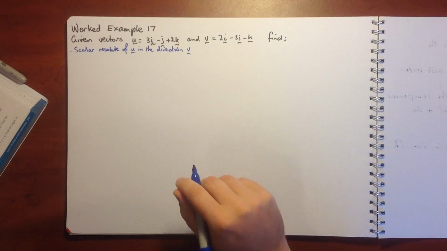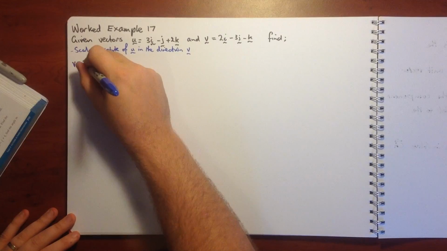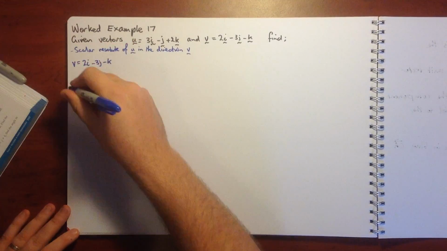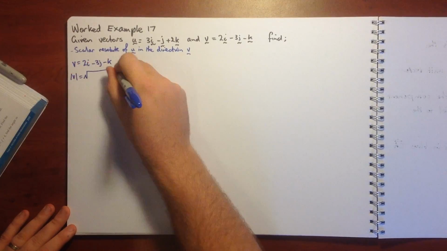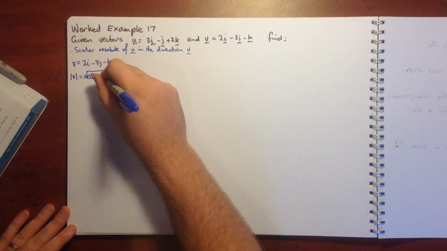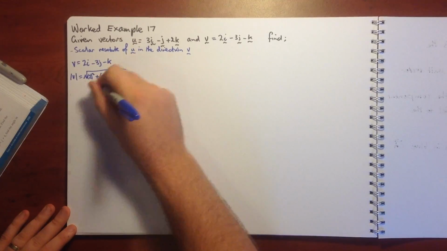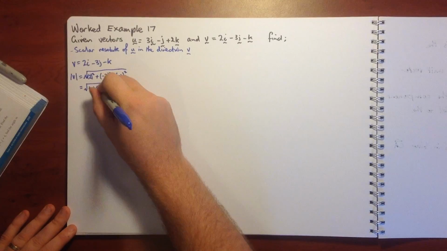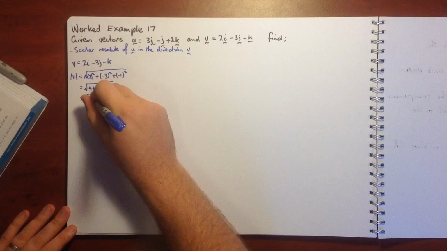Okay, so to do that, we know that v is 2i take 3j take k. So the magnitude of v equals the square root of 2 squared plus minus 3 squared plus minus 1 squared, which is going to be the square root of 4 plus 9 plus 1, which equals the square root of 14.